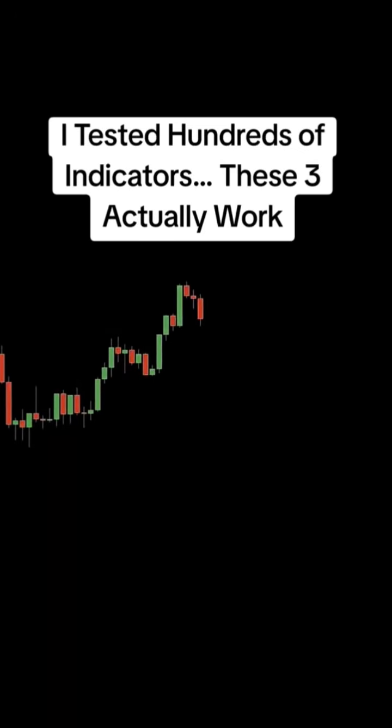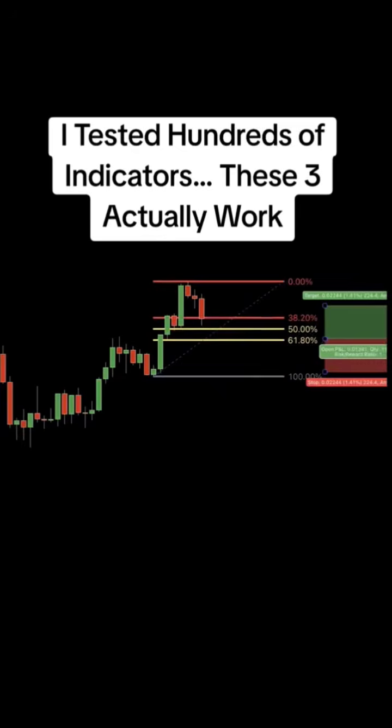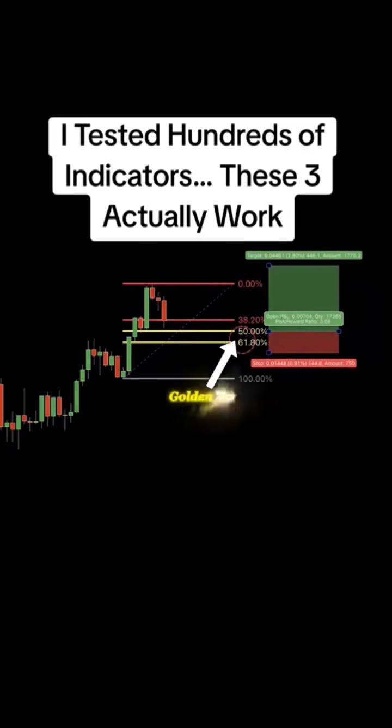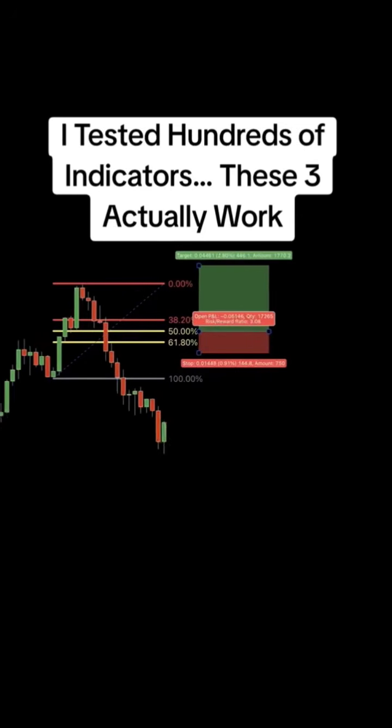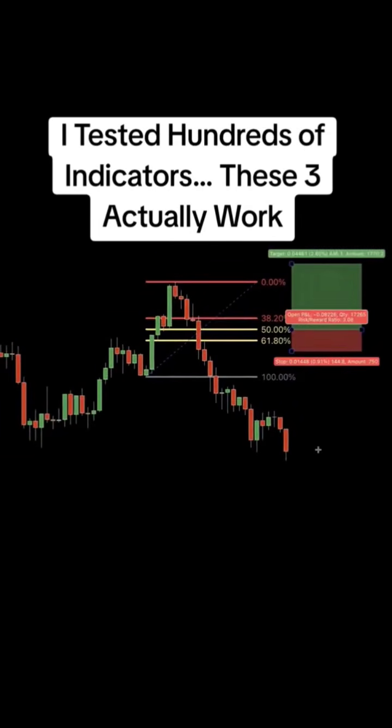Let me show you an example to explain why. In this uptrend, we see a strong impulsive move to the upside, followed by a retracement. We draw the Fibonacci retracement from the beginning of the move to its highest point and place our entry within the area between the 50% and 61.8% levels, commonly known as the golden zone. However, instead of reversing higher, the market continues to move lower, breaking through the golden zone and eventually hitting our stop loss. As a result, the trade ends in a loss.